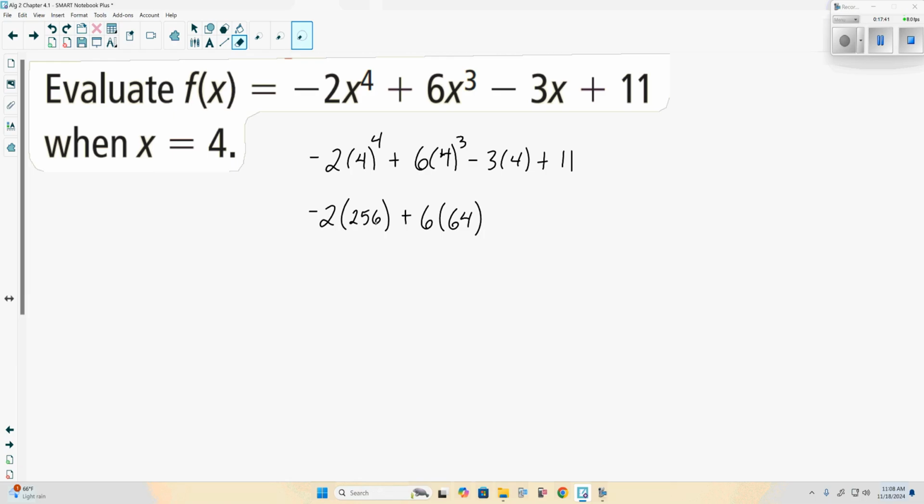3 times -3 times 4 is -12 plus 11. 2 carry the 1. -5, 12. 4 carry the 2, 38. Minus 1. 8, 9, 2. Did you also get -129? Okay.